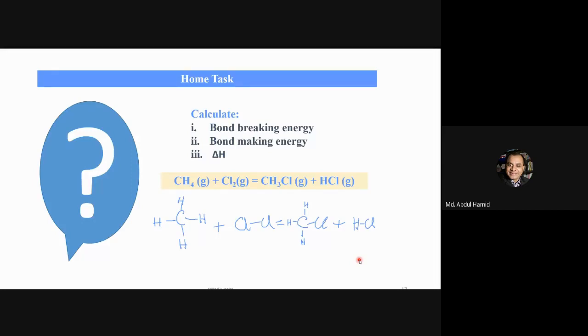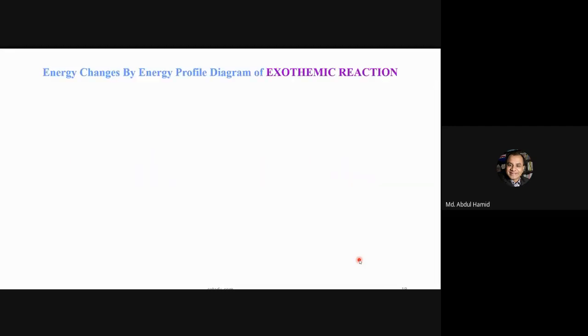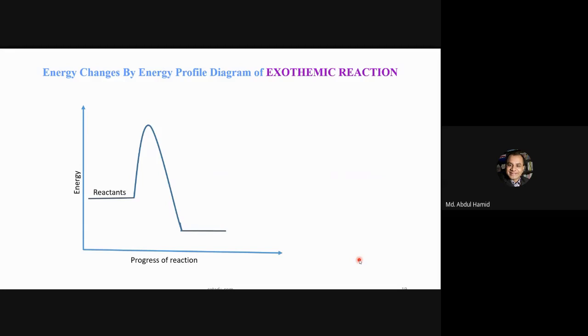Then the enthalpy profile diagram. Enthalpy change, actually, you have a bit of an idea. We want to discuss the diagram. If you look here, energy change by enthalpy profile diagram for an exothermic reaction. On the x-axis is progress of reaction, y-axis is energy. If you look here, this is reactant and product.